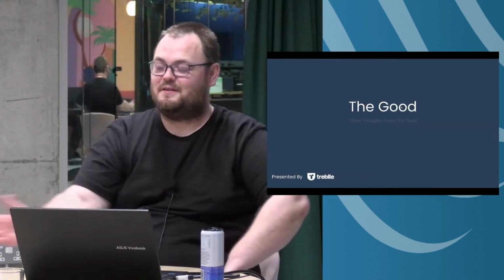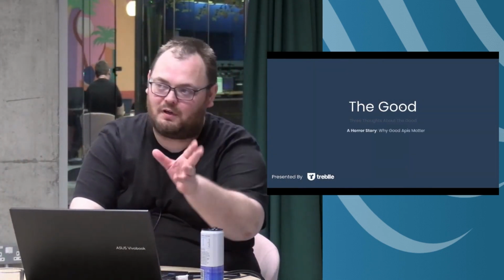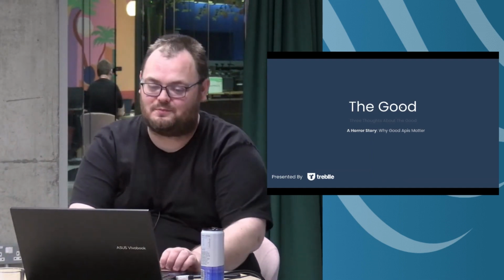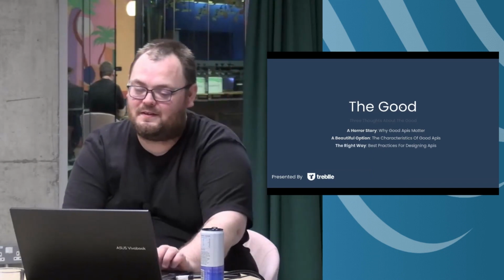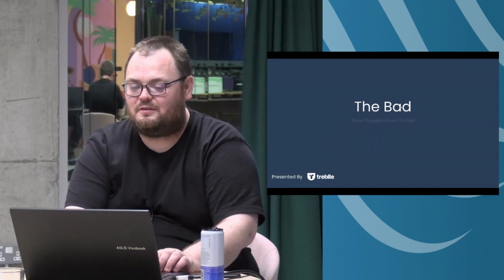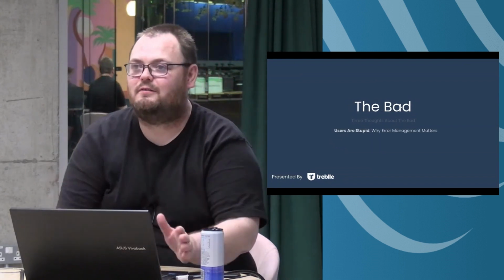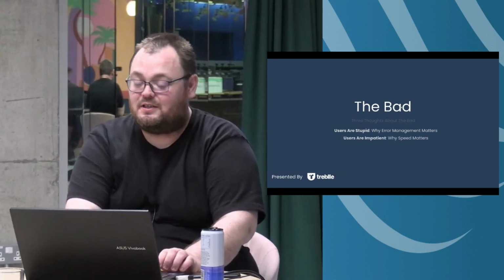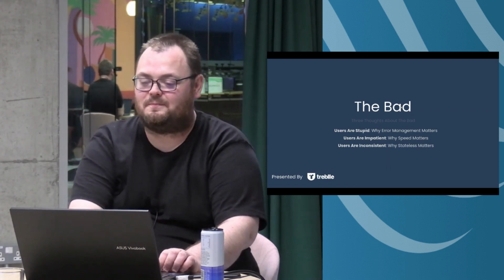Well, we've covered that. So we're going to have three thoughts about the good. Firstly, a horror story about why good APIs matter. Then the characteristics of a good API. Then best practices for designing APIs. We're then going to look at three thoughts about the bad. So users are stupid and why error management matters. Users are impatient, why speed matters. And users are inconsistent, why stateless matters.